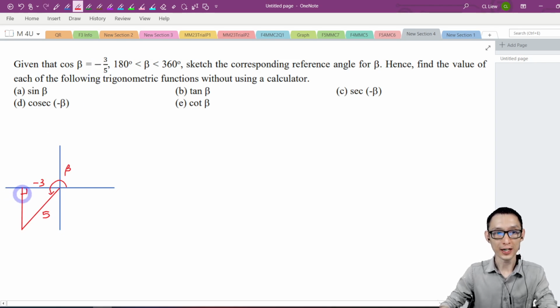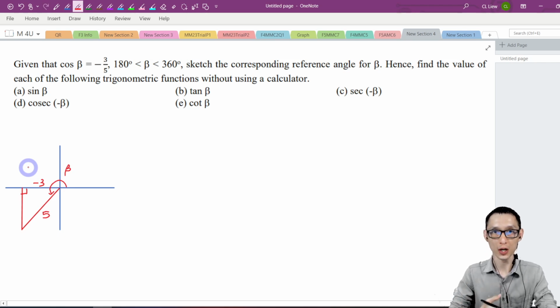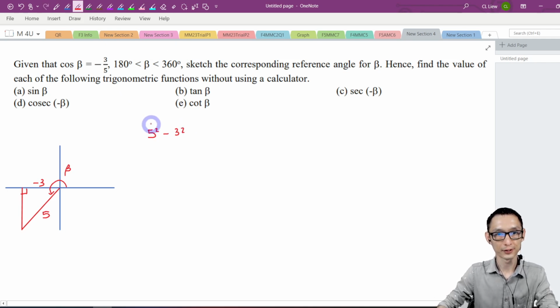So I'm going to find the length here. As I told you just now, for a right angle triangle, 2 short, 1 long. So this is the shorter side. If I want to find the length here, I'm going to use minus. So 5 square minus 3 square. If you want to write -3 square, it's actually the same thing, because if you square it, it will become a positive. Okay, I just write 3 square. And then square root this whole thing. So you should be able to get 4.